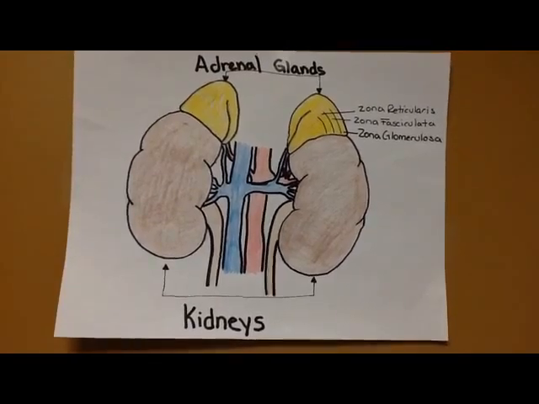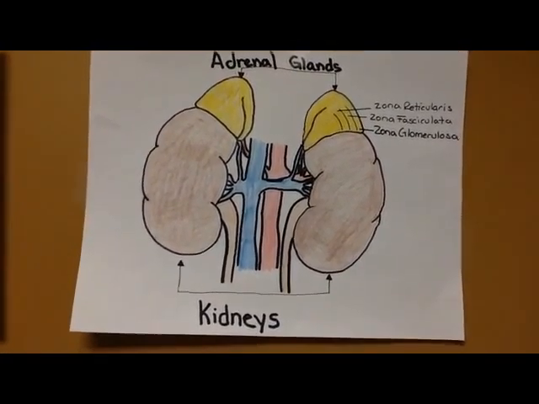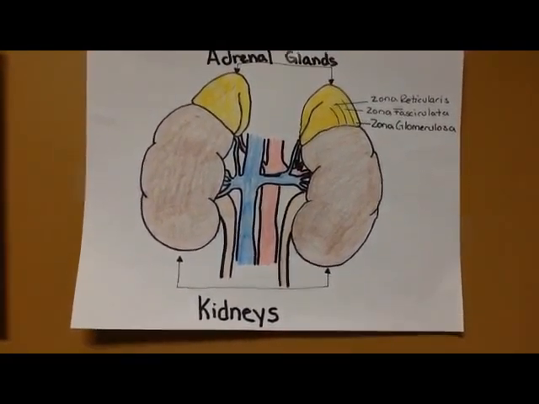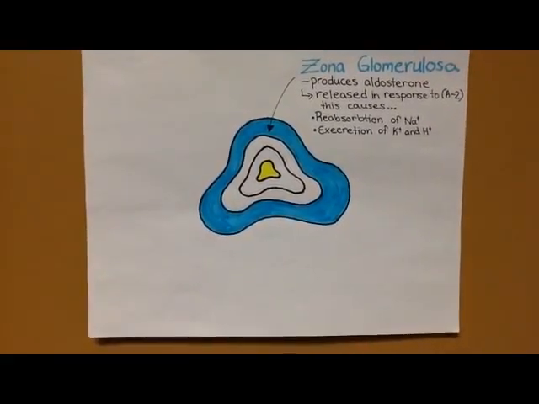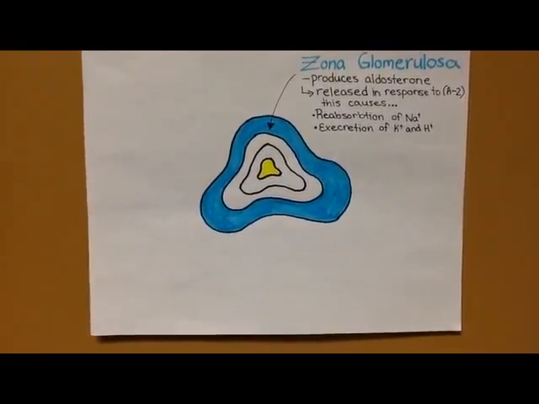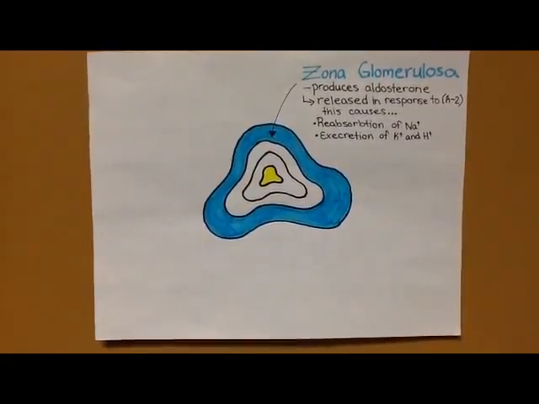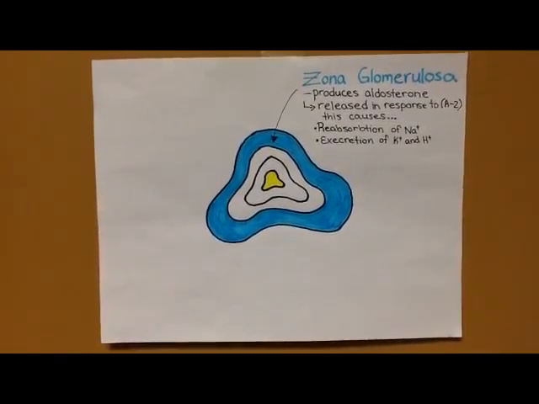Their cortex produces several steroid hormones, of which the glucocorticoid cortisol, the mineralocorticoid aldosterone, and the sexual hormone DHEA are important. Zona glomerulosa. The zona glomerulosa is the outermost layer of the adrenal cortex. It produces aldosterone and is released in response to angiotensin II, which causes reabsorption of sodium and excretion of potassium and hydrogen.